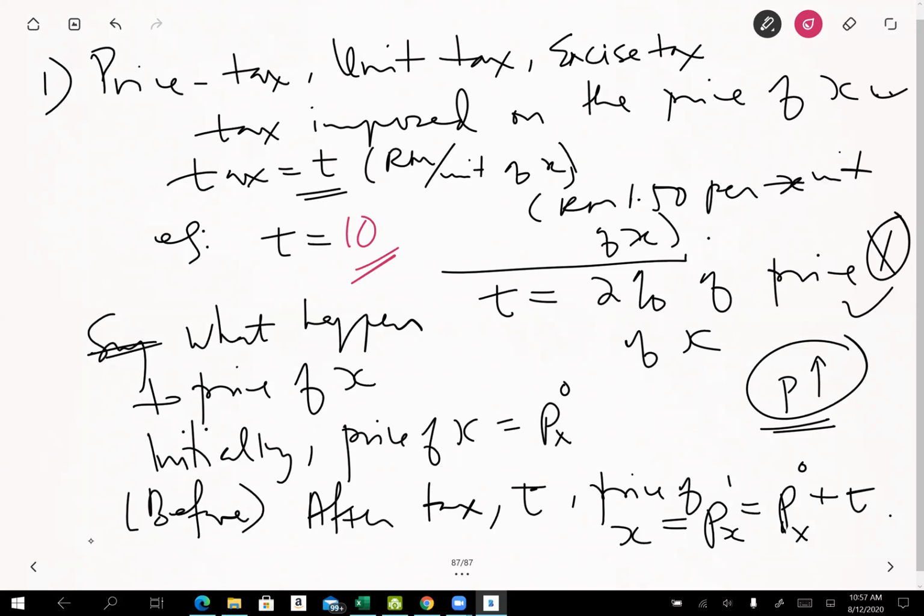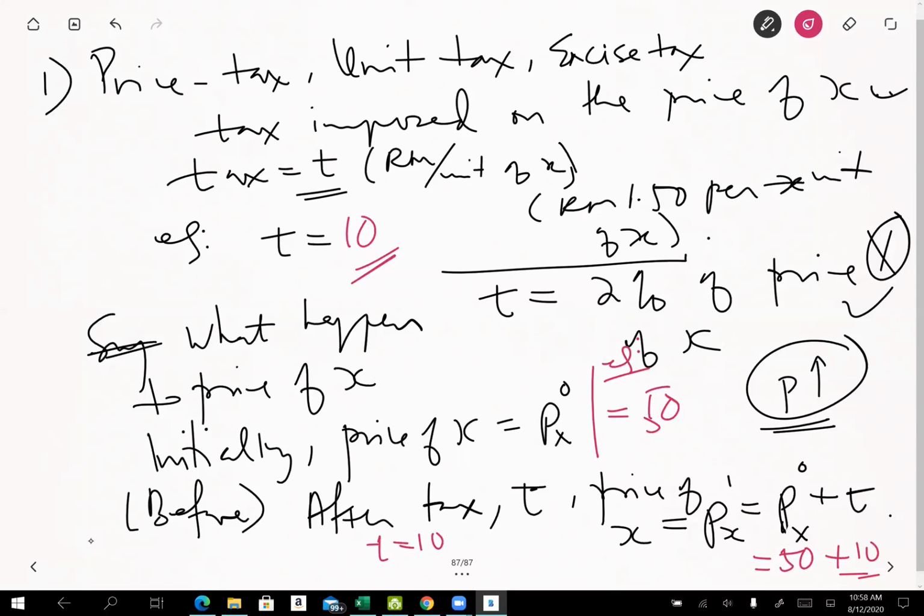So for example, the price PX0 is equal to 50. After the tax, which is equal to 10, what is the price after tax? We can call it PX1, or PXT, or just PT. That will be equal to PX0 plus the tax, so 50 plus 10. In other words, the price just simply goes up by the tax. The new price is 60.